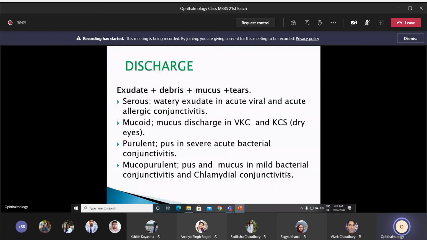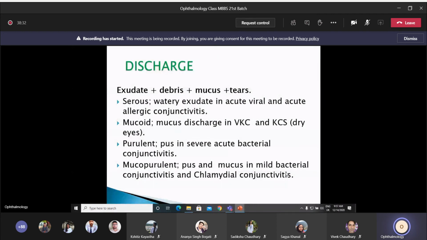And mucoid, where there's mucus discharge, is seen in VKC, that is vernal keratoconjunctivitis, which is a type of allergic conjunctivitis, and keratoconjunctivitis sicca, which is dry eyes. In that you have the mucoid or ropey type of discharge. Purulent is seen in severe acute bacterial conjunctivitis, where there's presence of pus. And mucopurulent is pus plus mucus, seen in mild bacterial conjunctivitis and chlamydial conjunctivitis.